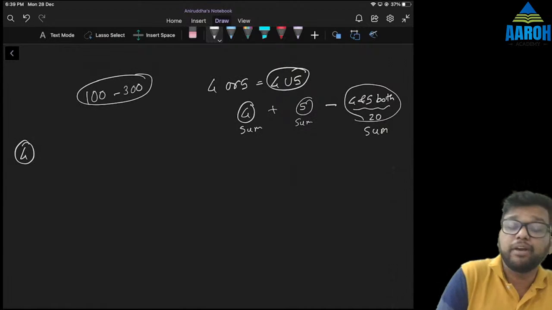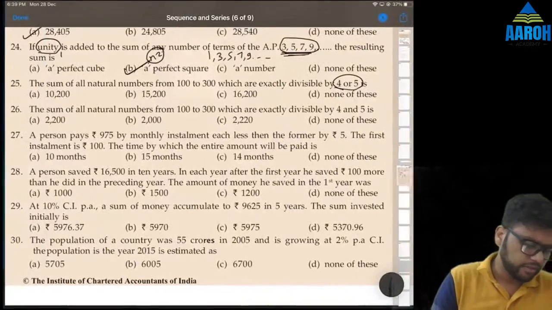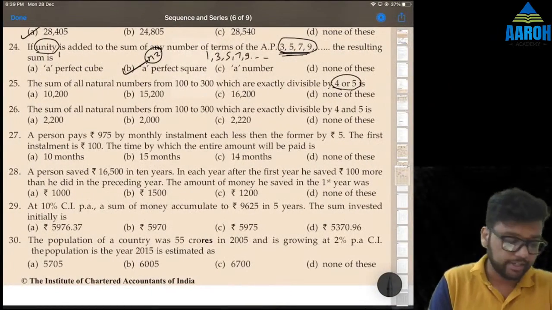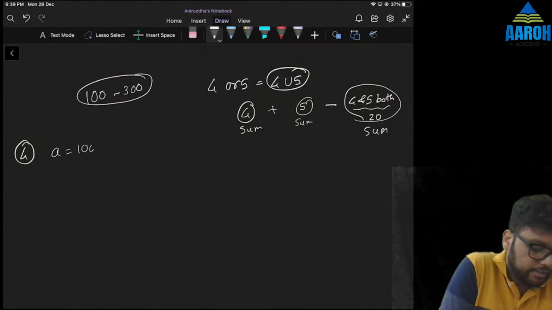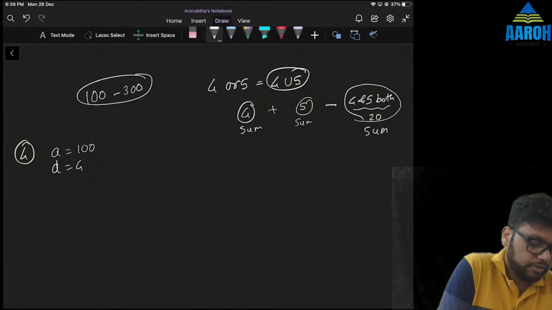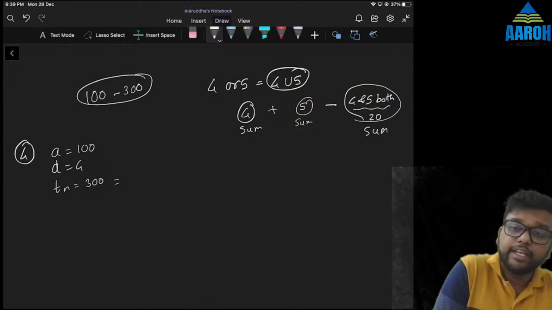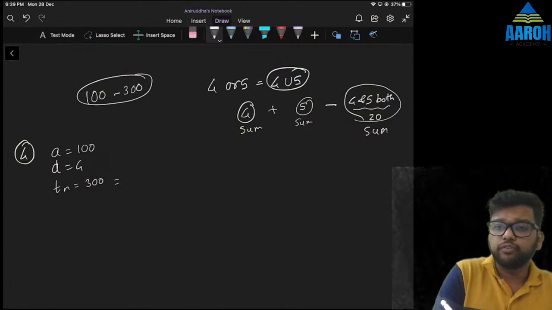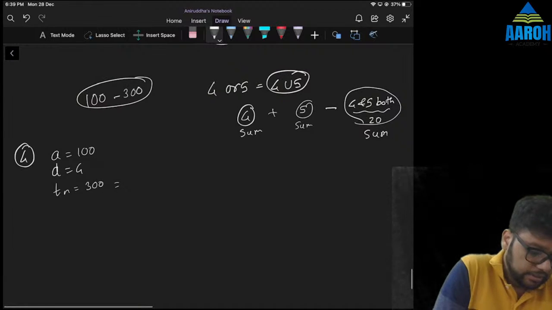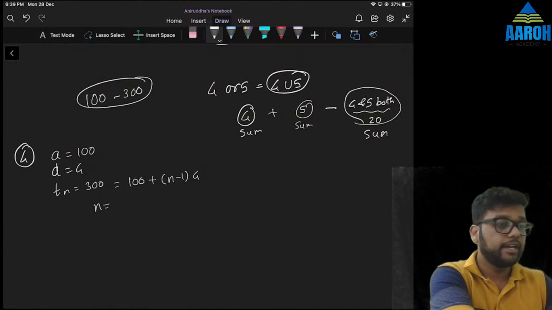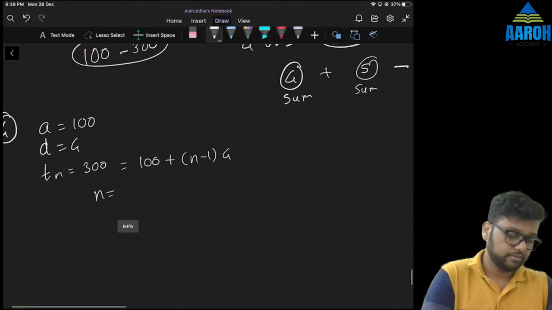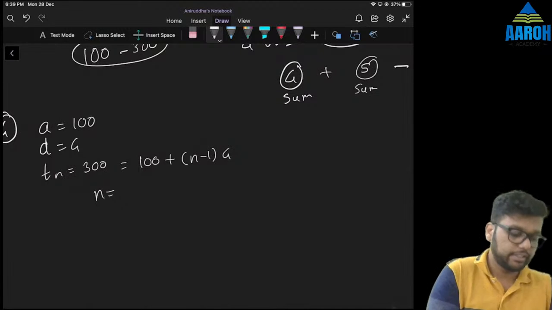First, numbers divisible by 4. They are asking from 100 to 300. That means we have to include 100 also and 300 also. So first term is 100, common difference is 4, last term is 300. Let's find n. Tn is a plus n minus 1 into d. So n will be 300 minus 100 divided by 4 plus 1, that is 51.